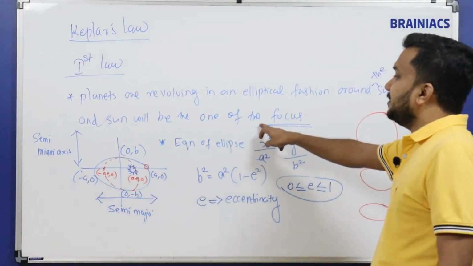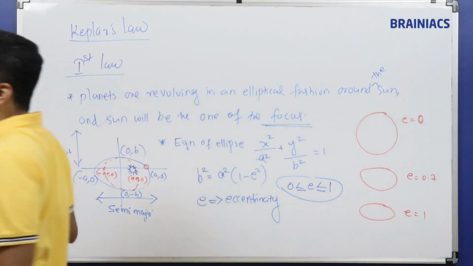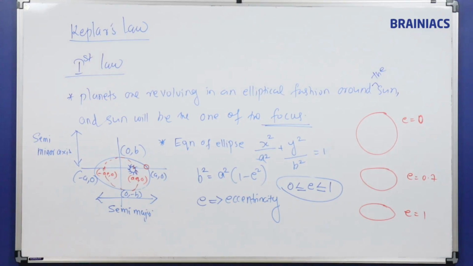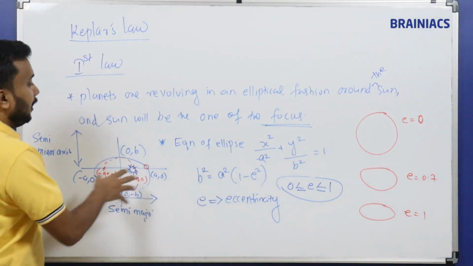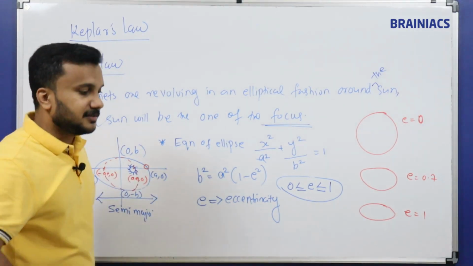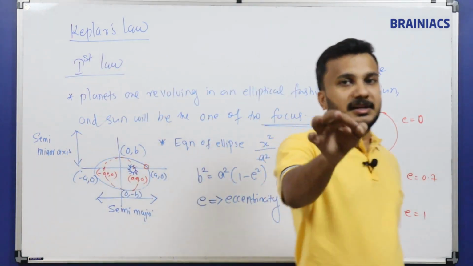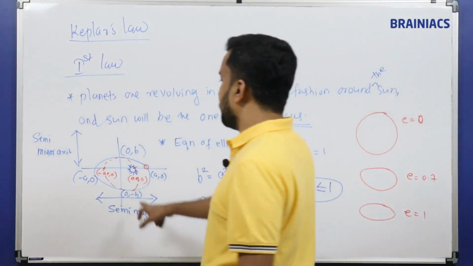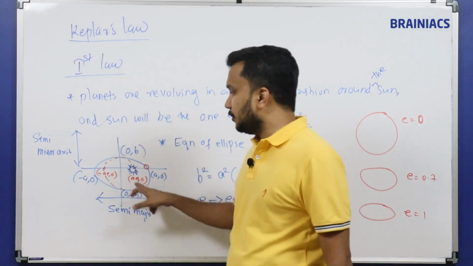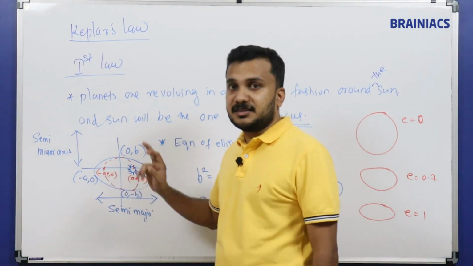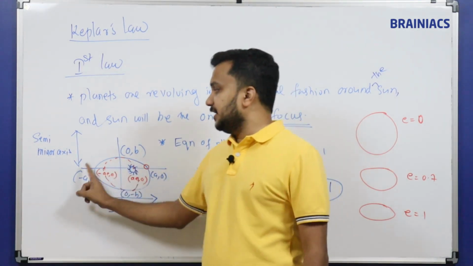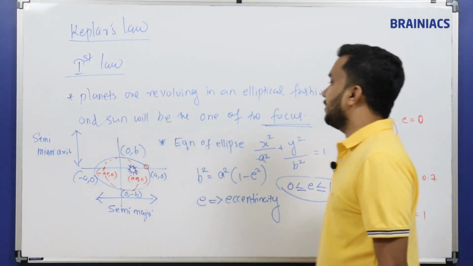So the sun is at one of the foci, at (ae, 0) or at (-ae, 0), you can take either. Now for the complete analysis of Kepler's law, I am taking the sun at the focus, which means the sun is at the coordinate (ae, 0). Here it is (-ae, 0). A is the full value, minus A is the left side, plus A is the right side.